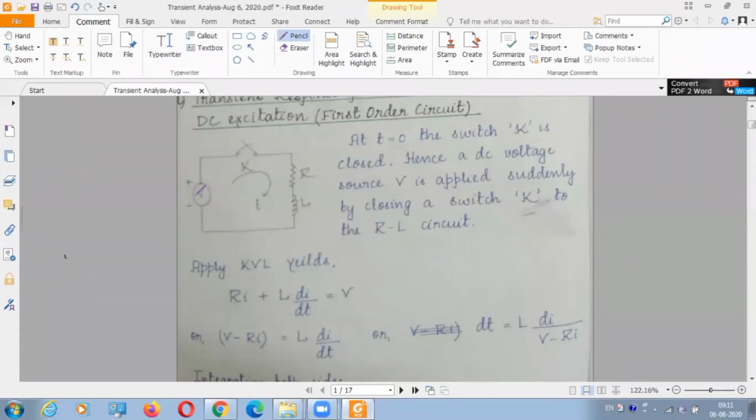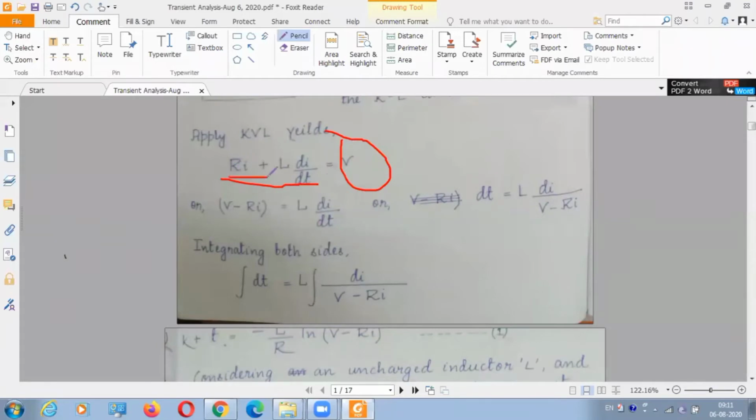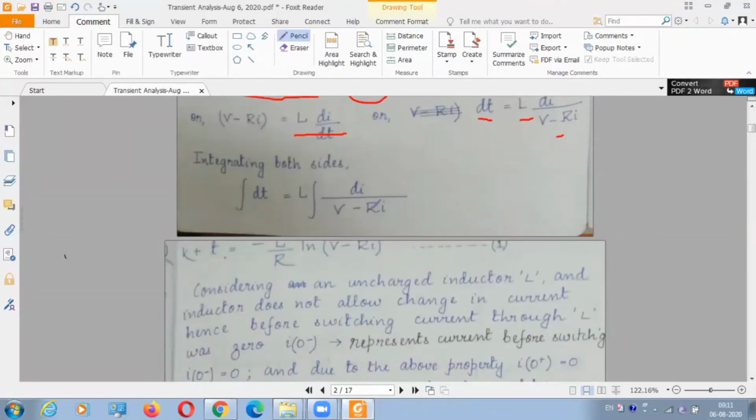Now if you apply KVL, what do you get? V minus IR minus L di by dt is equal to 0. If you bring V to one side, you will get Ri plus L di by dt on the other side. So you can bring V minus Ri to the other side and get L di by dt, and do the normal integration. I am not going into the integration because you know all this. So dt is equal to L di by (V minus Ri). Then integrating both sides, we get this equation: K plus t equals minus L by R ln(V minus Ri).